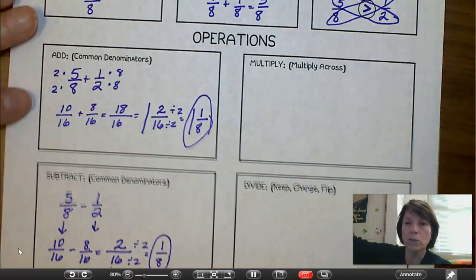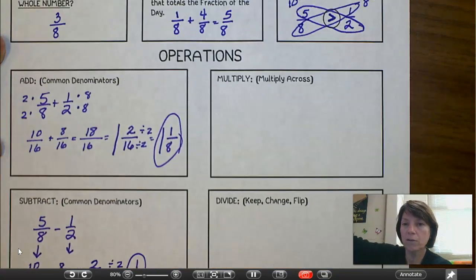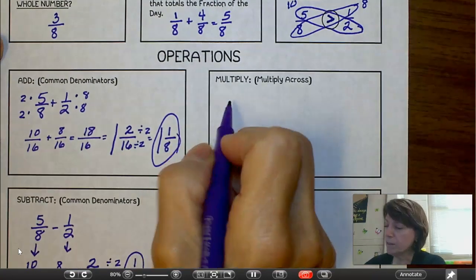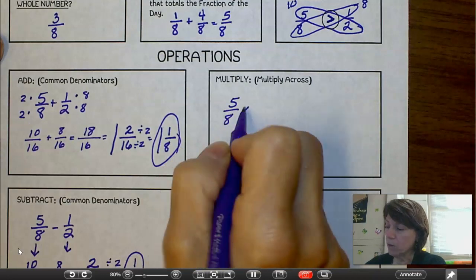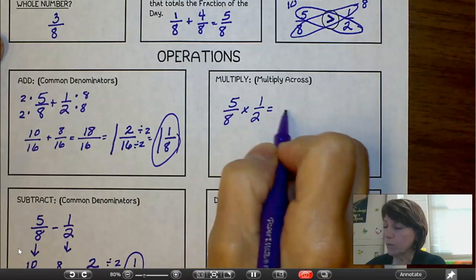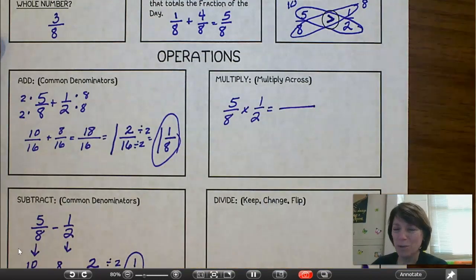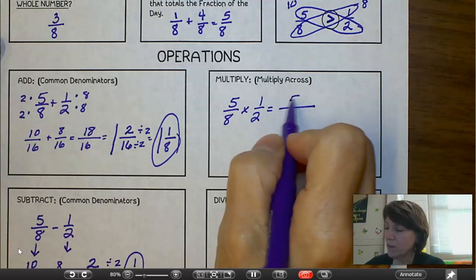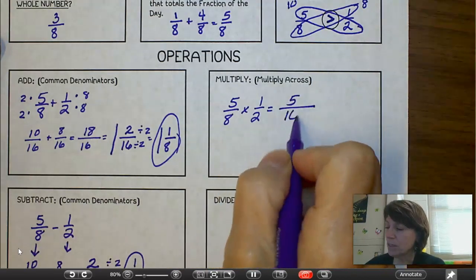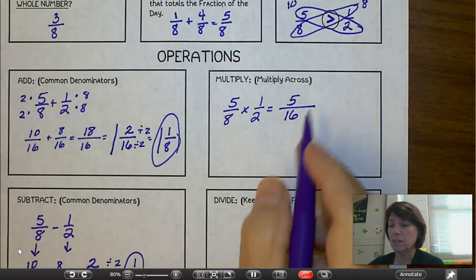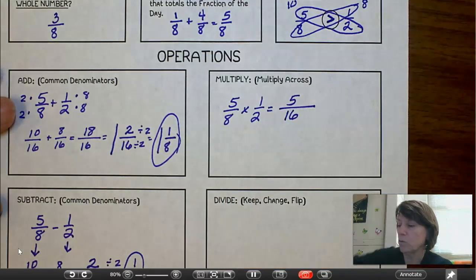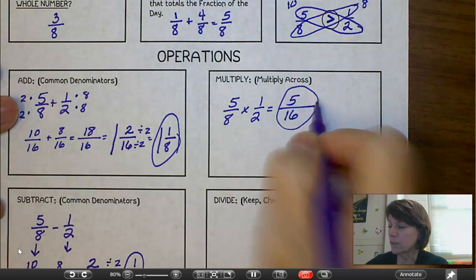All right, now we're going to multiply our two fractions together. So we're going to take our 5/8 and multiply it by our 1/2. Remember, with multiplying, we don't need to do any setup at all. We just multiply. 5 times 1 is 5, and 8 times 2 is 16. We cannot reduce 5/16. They don't have any common factors other than 1, and so our answer there is 5/16.